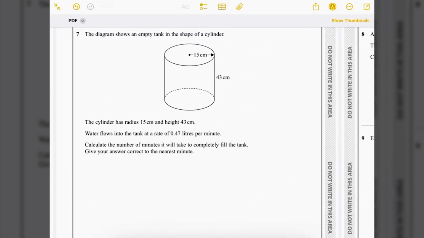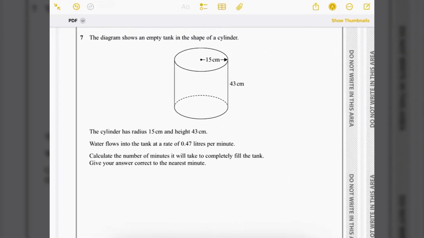Question 7. Right, the diagram shows an empty tank in the shape of a cylinder. The cylinder has a radius of 15 centimeters and height 43 centimeters. Water flows into the tank at a rate of 0.47 liters per minute. They want to know the number of minutes it takes to completely fill the tank. If you're filling a tank, what are we talking about? We're talking about volume. And if you weren't sure, they mention liters here as well. So liters is also volume.